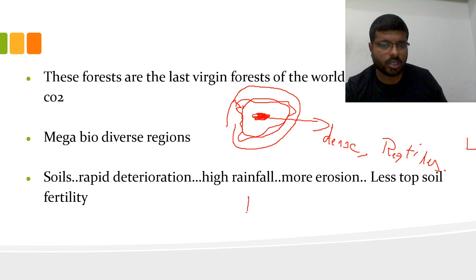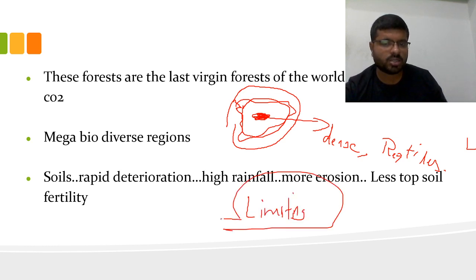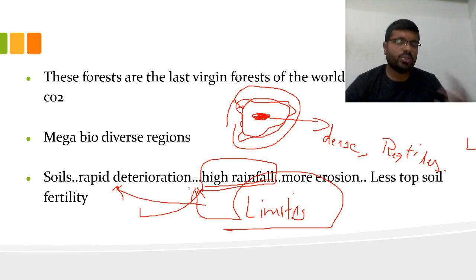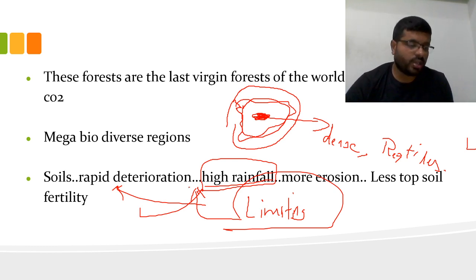What is this? Limiting factor. Soils as a whole are important limiting factors, because there is more rapid deterioration because of high rainfall. Once again, high rainfall is determining what kind of soil you are finding here. High rainfall is determined by temperature, so these two determine the remaining things. Soils deteriorate rapidly because of more leaching, and there is less topsoil fertility.